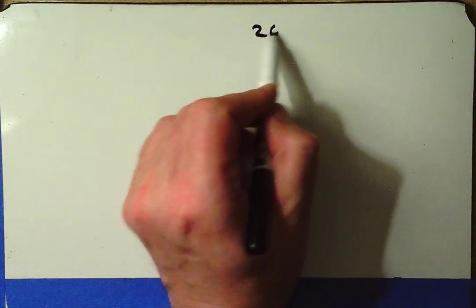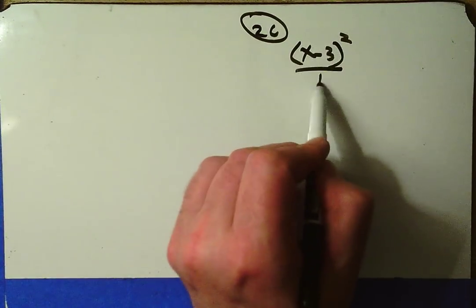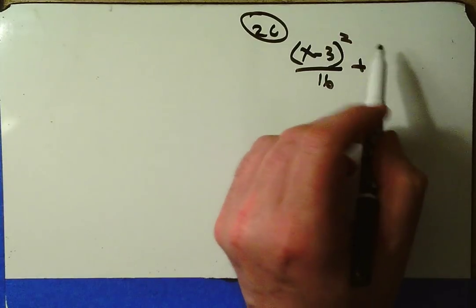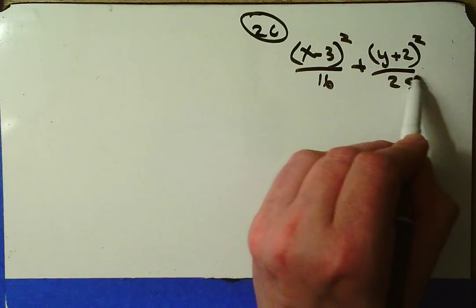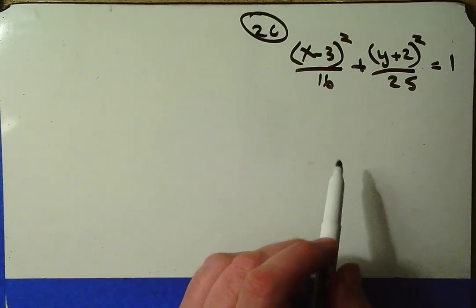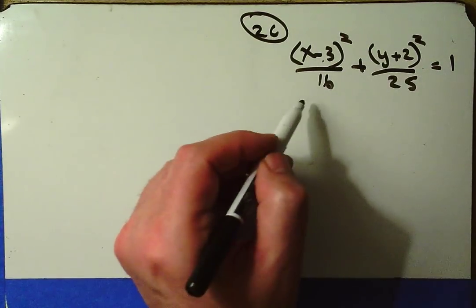Okay, 26. Let me just say this. If you don't know what an ellipse is, skip this problem. If you don't remember the formula for an ellipse, skip this problem. Now, having said that, I'll go through this problem. 26. (x minus 3) squared over 16 plus (y plus 2) squared over 25 equals 1. What I remember about an ellipse is this is the center, (3, negative 2).